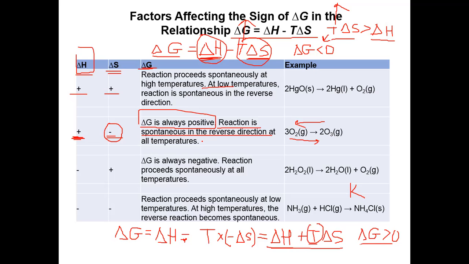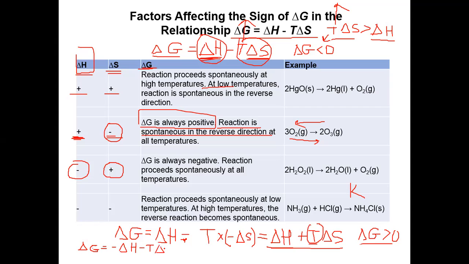Now let's go to the next case. Delta H is minus and delta S is plus. So we have delta G equals minus delta H, then minus T delta S.